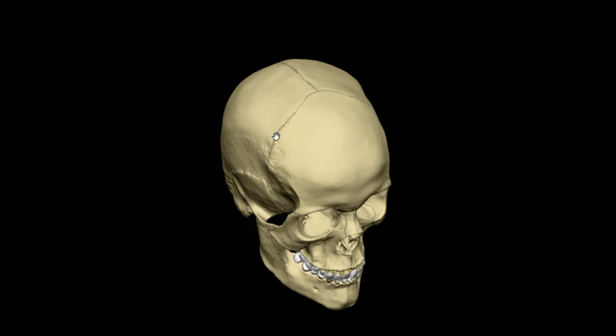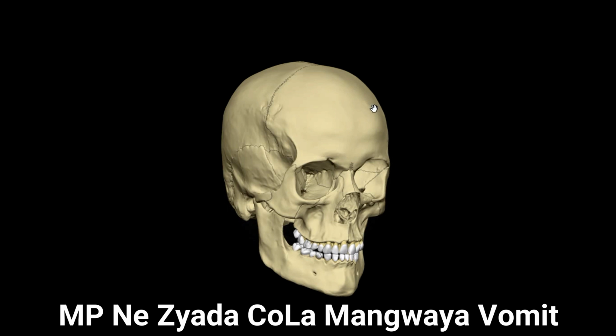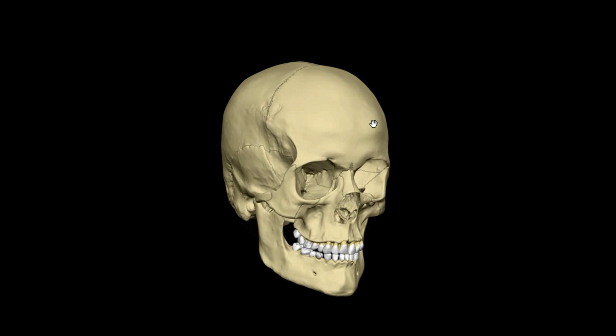Let me explain it to you. MP, M means maxilla, palatine means P, ne means nasal, zyada, from the word zyada you can use Z, that means zygomatic. Kola needs to be divided into 2 parts, ko and la. Ko means conchae and la means lacrimal. Then mangwai's M is mandible and vomer's V is vomit. So from this funny mnemonic sentence you can remember all of the facial bones very easily.